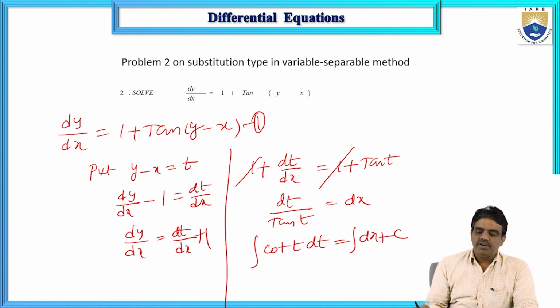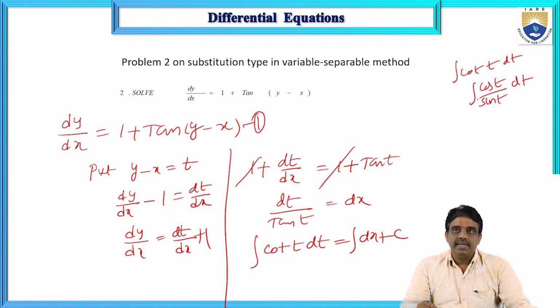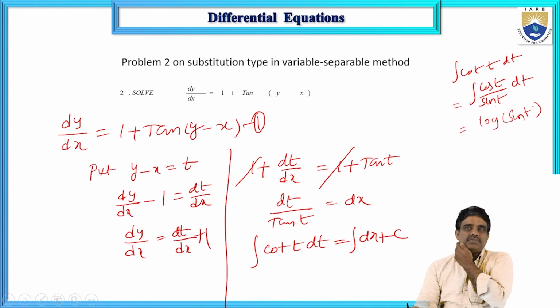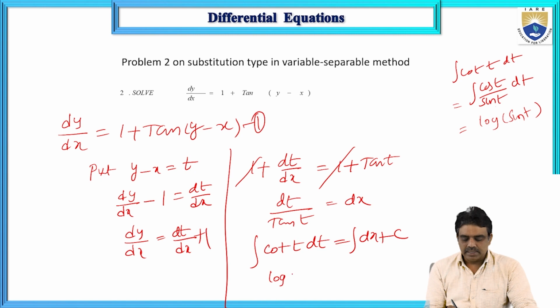So what is the integral of cot t? Integral cot t dt means integral cos t by sin t dt. If you treat this as f dash t by f of t, with f of t equal to sin t, then f dash of t is cos t. So the integral of f dash of t by f of t is log of f of t, that is log of sin t. Am I right or not? On the right hand side, the integral of dx is x plus c.